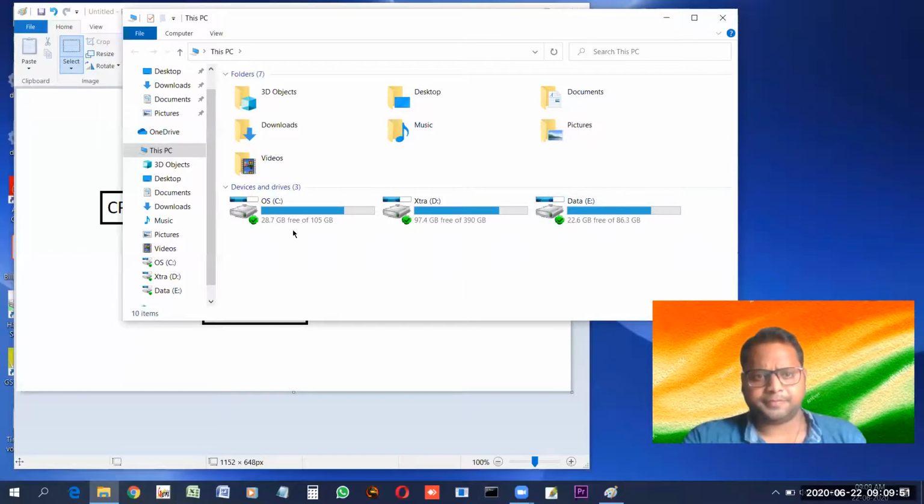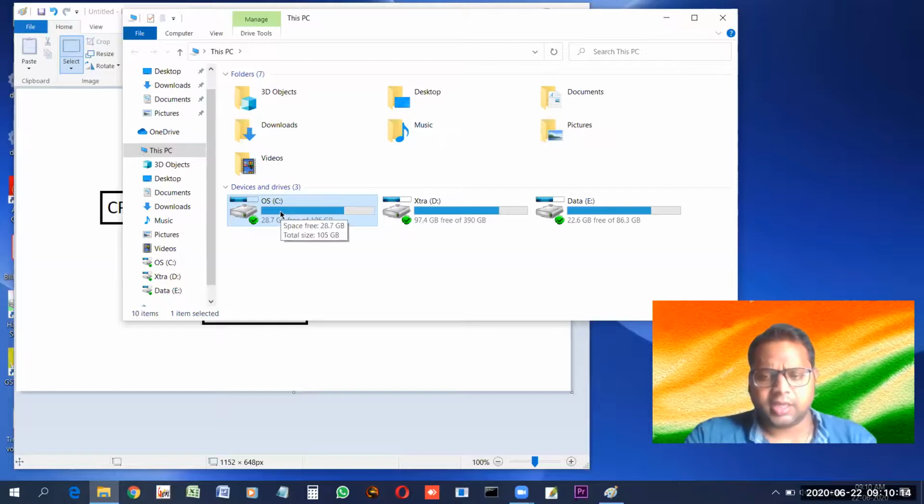So you may see also the label that is there. One is OS. This name you can give. I have given this name OS. Why have I given OS? Because in this drive C, operating system is loaded. Now, about which I have to tell you. This is extra and this is for data. Let us go inside this C drive.